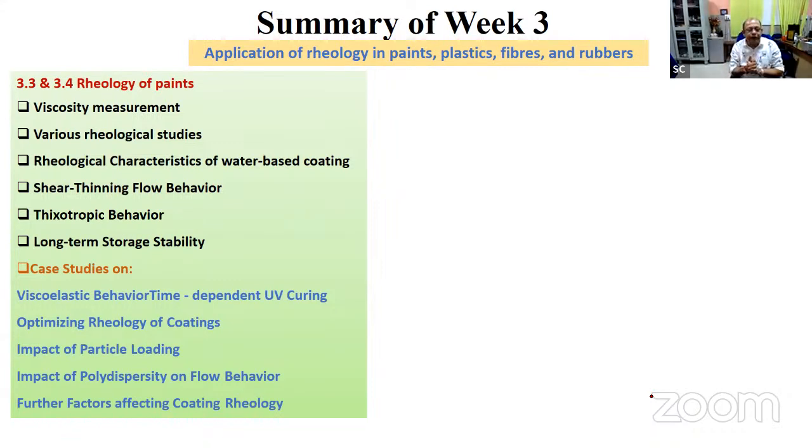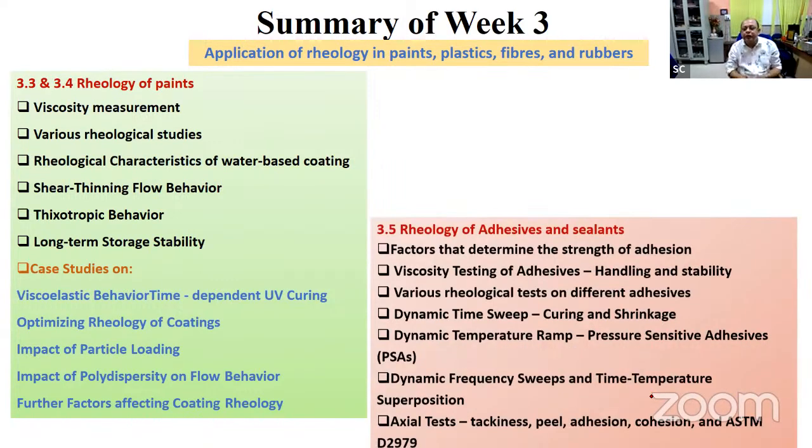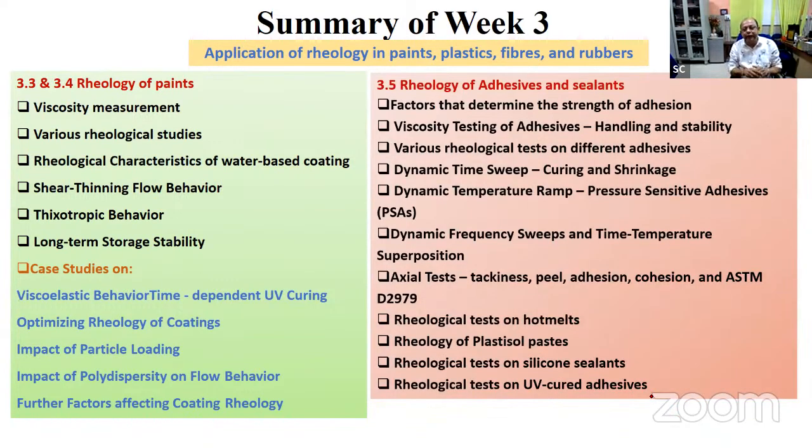Then we did some case studies in terms of paints, which is UV curable, as a special type of paint, the impact of particle loading because you always have a pigment in the paints, and then polydispersity of the flow behavior and the factors that affect the coating rheology. While coating, by brushing, by spraying, what is the amount of shear rate involved. Rheology of adhesives and sealants, I got a scope.